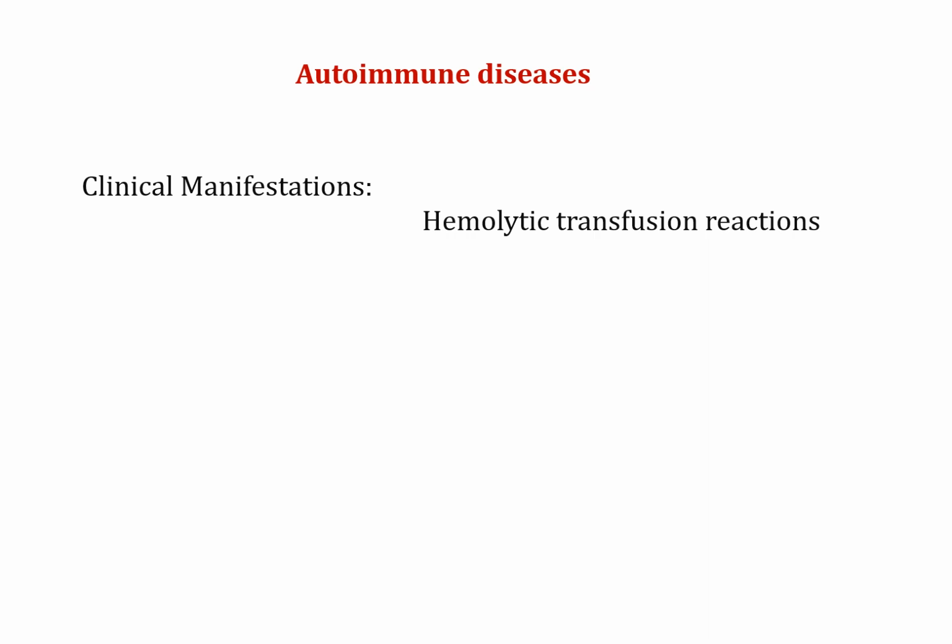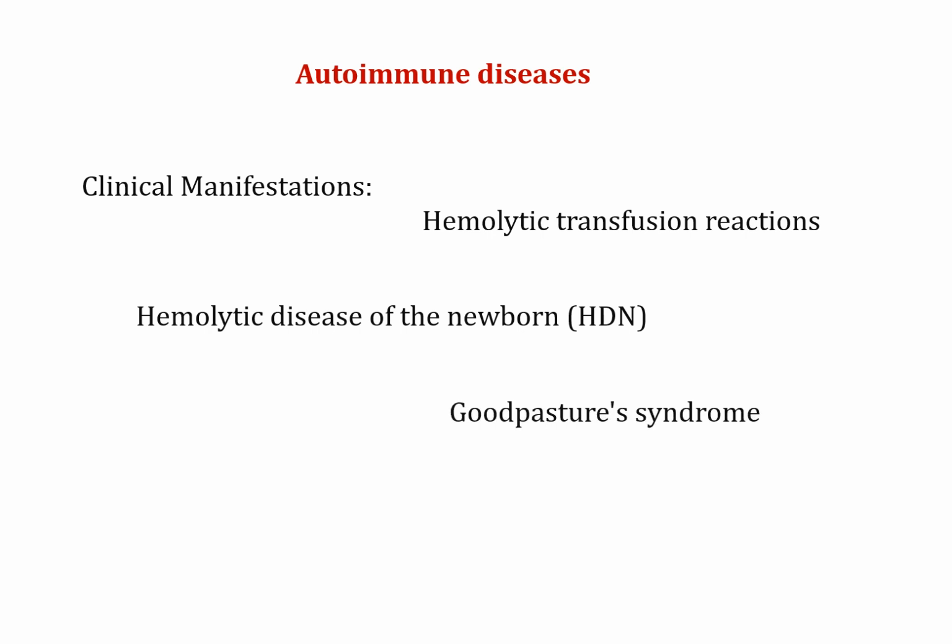These include, first, hemolytic transfusion reaction, in which antibodies are directed against blood group antigens on transfused red blood cells. Then hemolytic disease of the newborn. In the next lecture we will be understanding hemolytic disease of the newborn and hemolytic transfusion reaction. Then Goodpasture syndrome, with antibodies targeting the glomerular basement membrane in the kidneys and lung alveoli. And myasthenia gravis, with antibodies against the acetylcholine receptor at the neuromuscular junction.